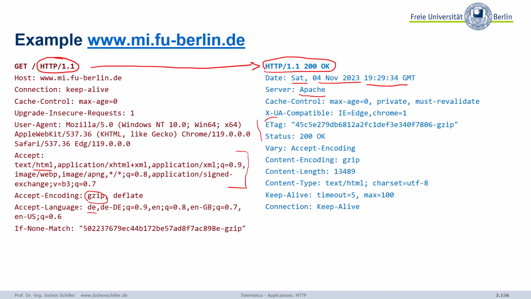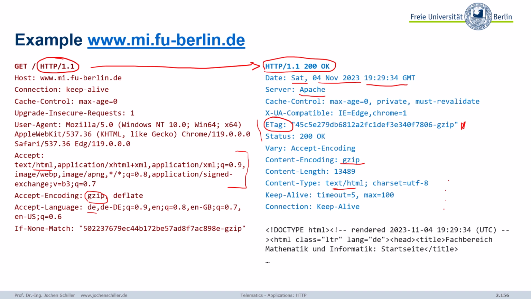We see something called e-tag. I will come back to this when we discuss cookies later. And then it tells us there's certain encoding, content types, etc. And after this, we are not interested in the headers. Yeah, that's the interesting part.